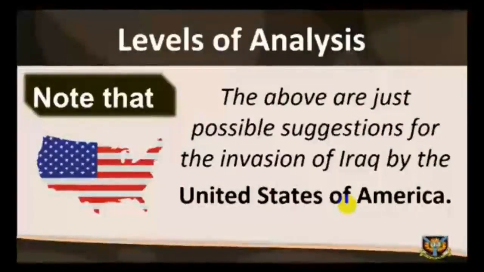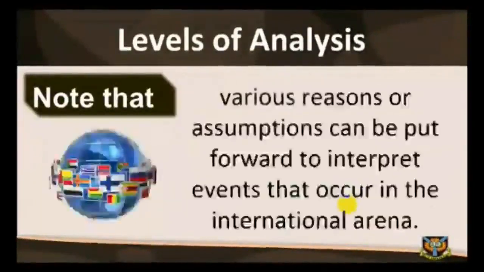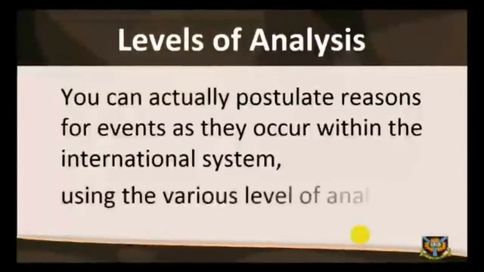You need to know that the above are just possible suggestions for the invasion of Iraq by the United States of America. This is not to say these are what really happened. What this means is that various reasons or assumptions can be put forward to interpret events that occur in the international arena. Most of the times, there are usually more than one reason for the occurrence of any event. This means that you too can actually postulate reasons for events as they occur within the international system using the various levels of analysis. In essence, levels of analysis in international relations help us to make logical deductions and also enable us to explore all categories of explanations for world events.